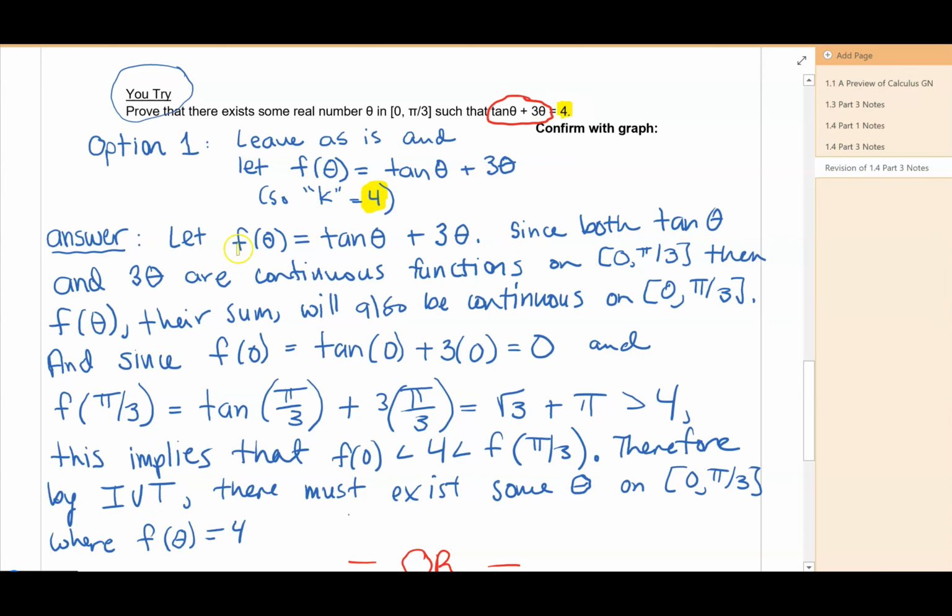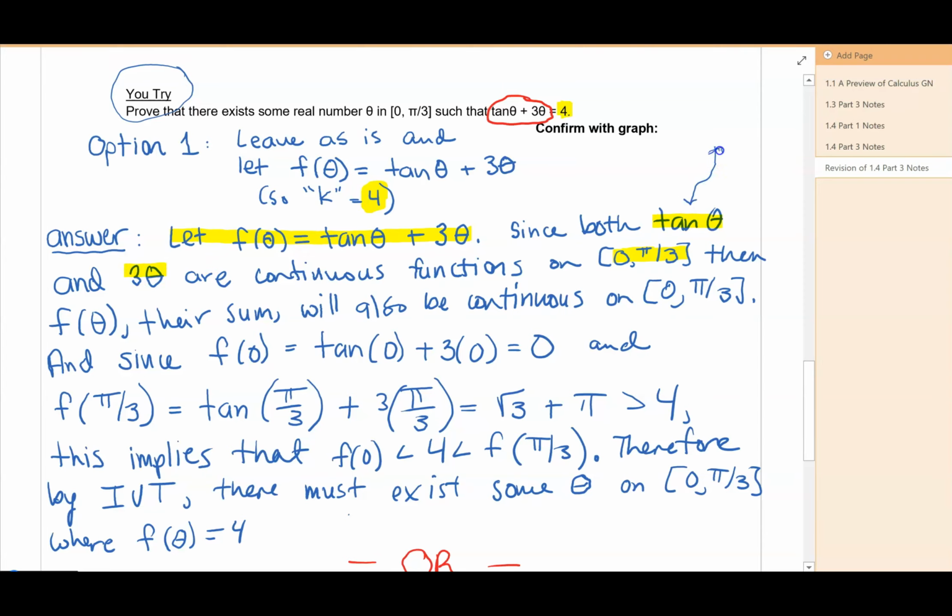So first we have to define your function. That's the first thing we do if it isn't already defined elsewhere. Then you show that that function's continuous. So we know that on the interval 0 to pi over 3, tangent does not have any asymptotes there. So tangent and 3 theta are continuous, as separate functions. This would just be a straight line, and this is the continuous function that looks like this, right?